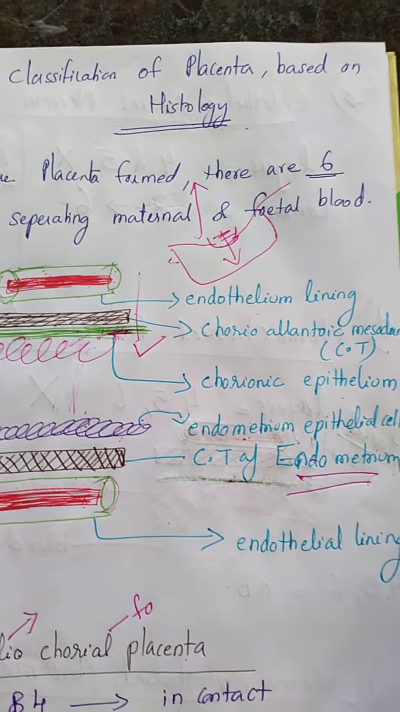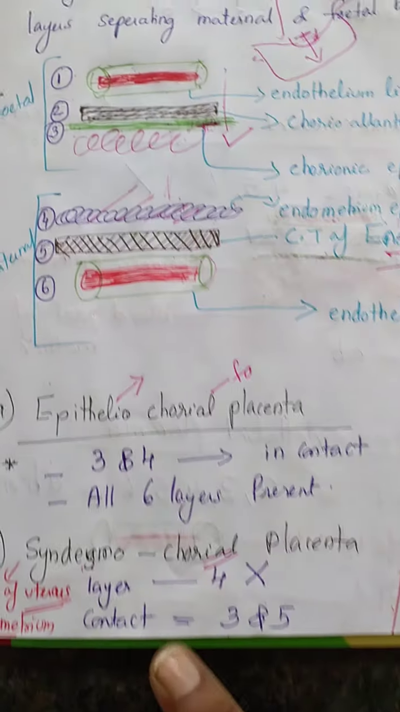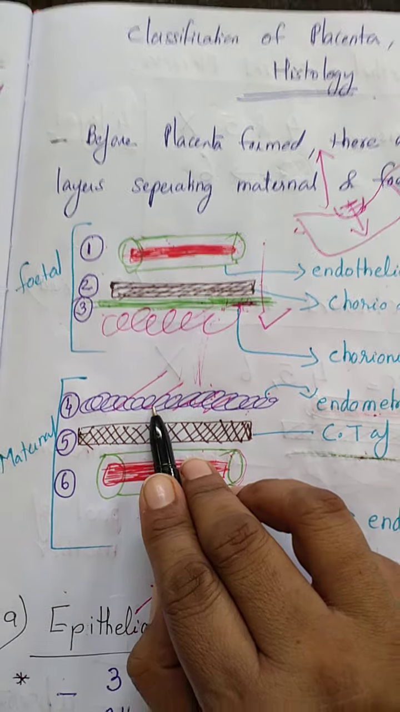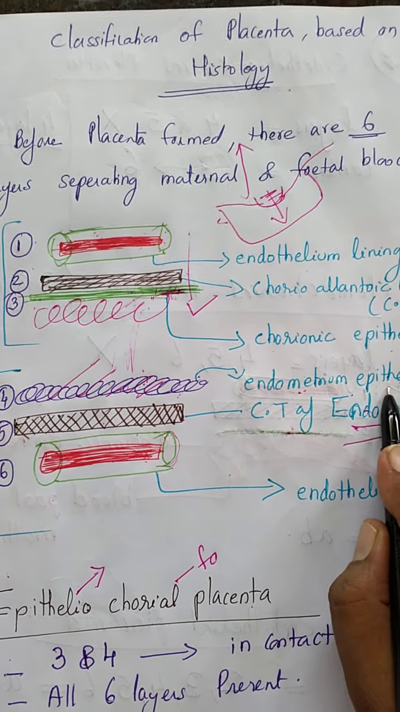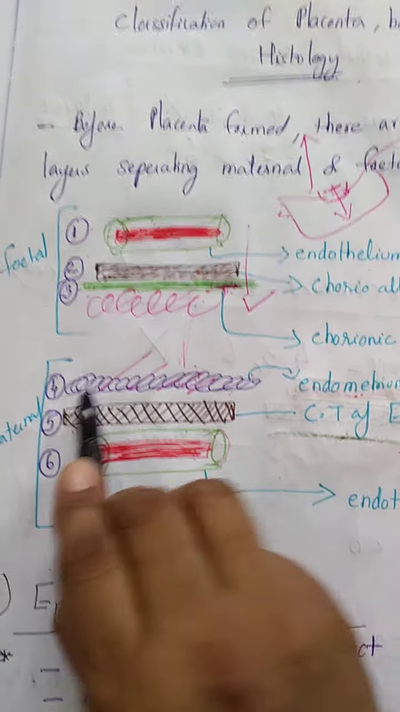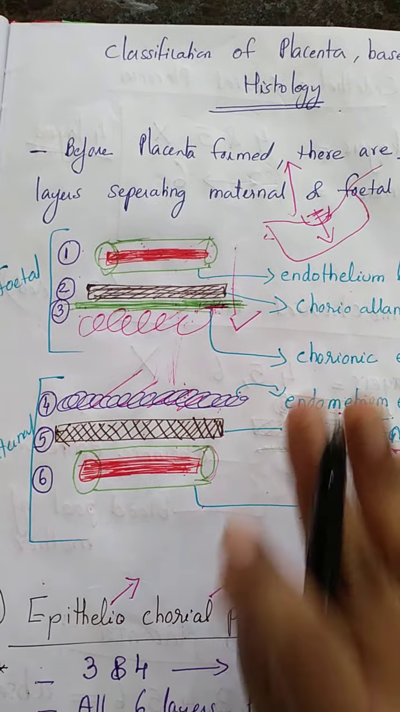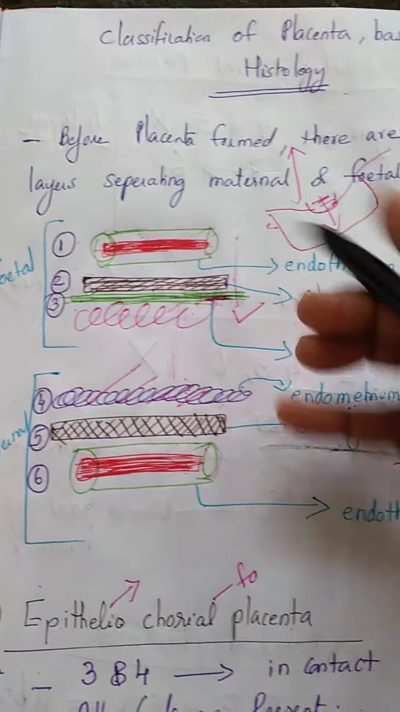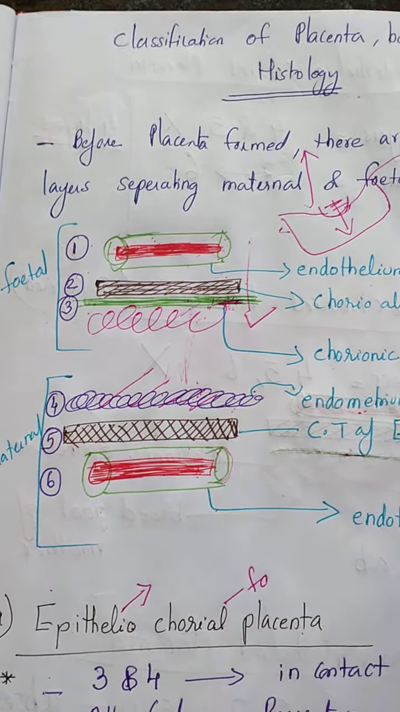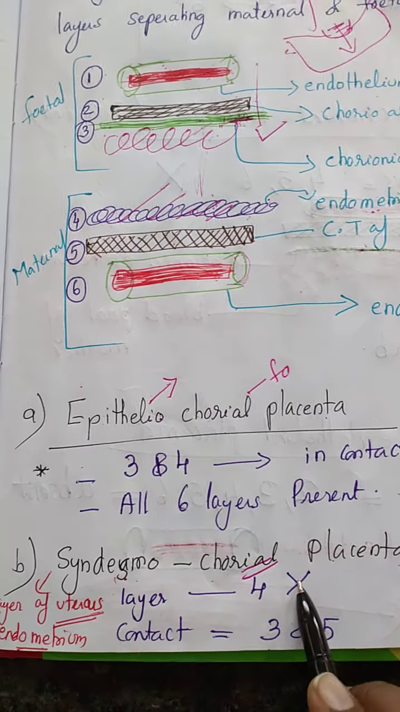Endometrial connective tissue means this layer has gone away. In these animals that show this type of placenta, they do not have the endometrial epithelial cell. This layer is absent in them. So the placenta is made up of 5 layers: 3 layers of fetus, 2 layers of mother. Okay, 5 layers. The 4th one is absent.